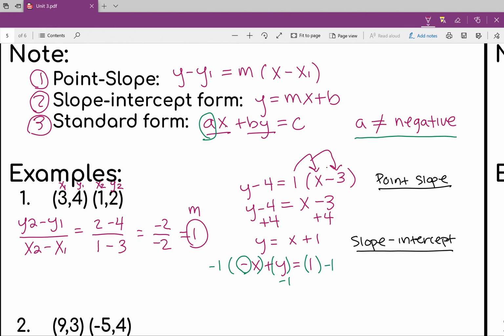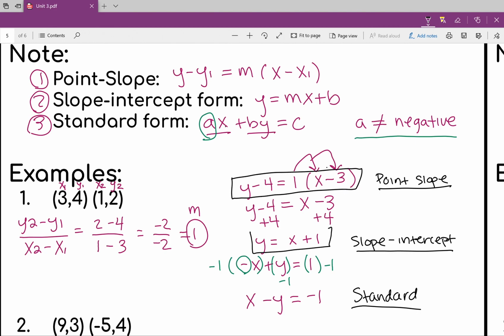So when I simplify this, negative times a negative is a positive x. Negative 1 times y is negative y, equals 1 times negative 1, which is negative 1. So now this answer right here is in standard form. So these are my three answers: point slope, slope-intercept, and standard.